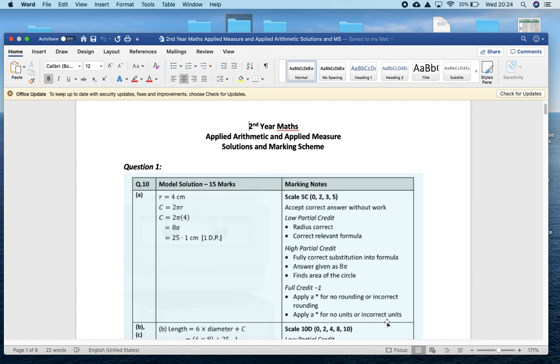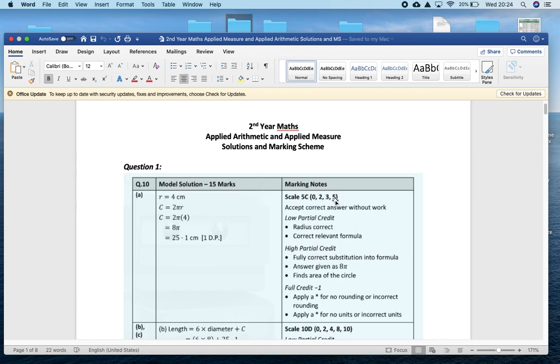Okay? And you'll see down here, apply, so full credit -1 if there's no units or the units are incorrect, so you need the centimetres. And you also get a -1 if there's no rounding or the rounding is incorrect. So if you did 2 decimal places, or if you gave your answer as 25, that would lose you a mark. I'm not going to go through this every single time, but it's all there.